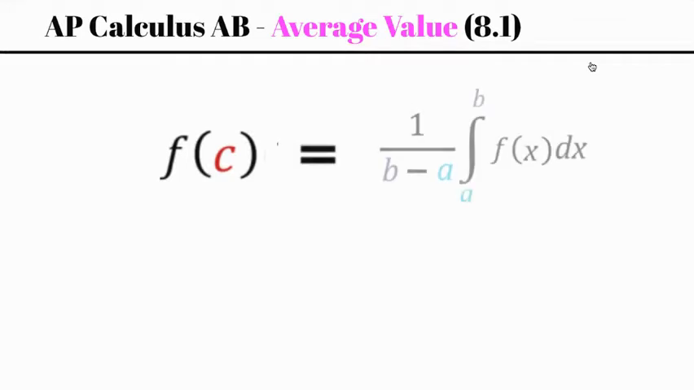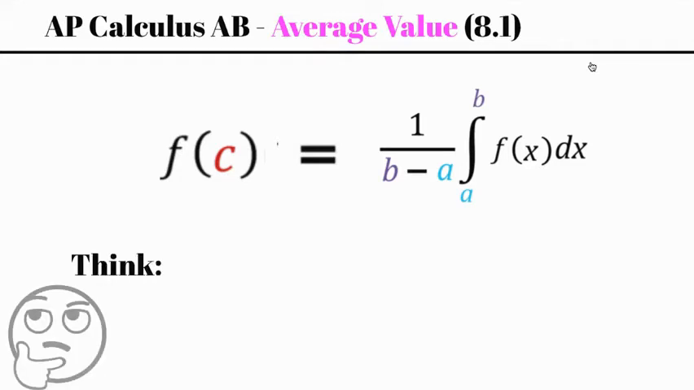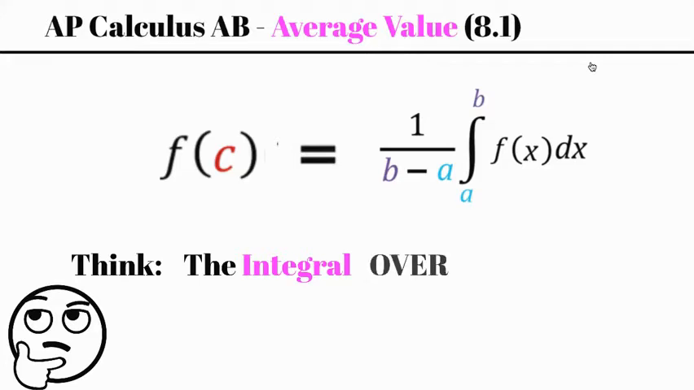The average value of a function is 1 over b minus a, the length of the interval, times the definite integral from a to b. Really, what I like to think about when I see this, or average value, is sort of like a numerical average where we add up and divide by how many. Think of this as the integral over the interval, sort of like you're averaging out the area.